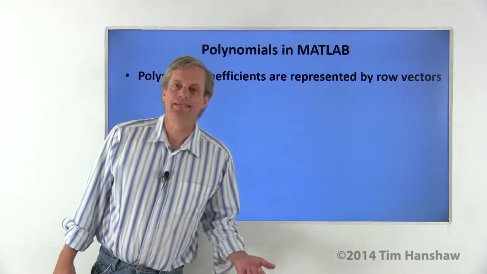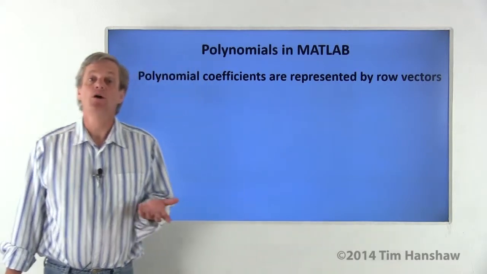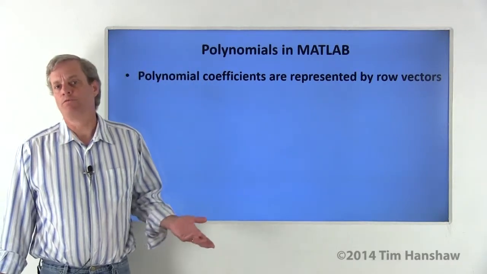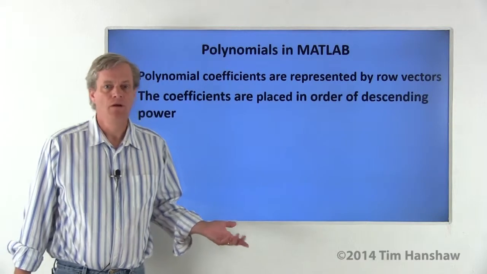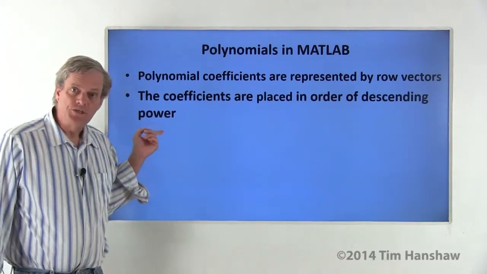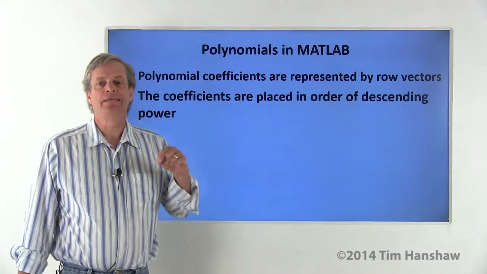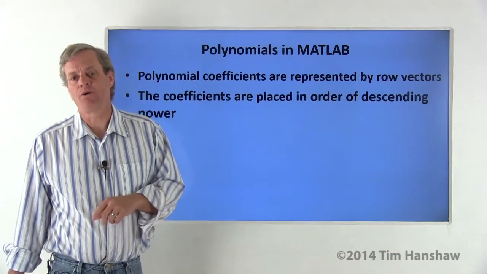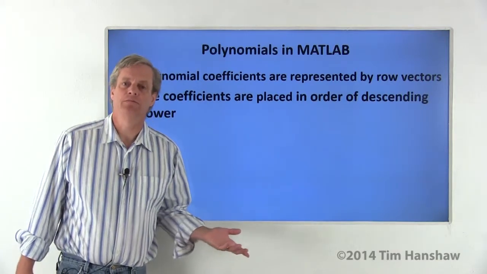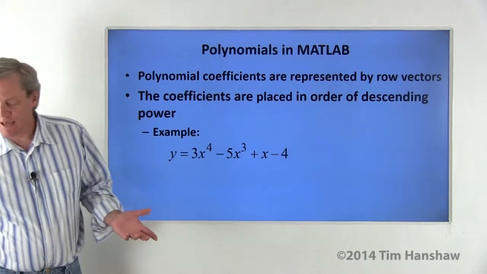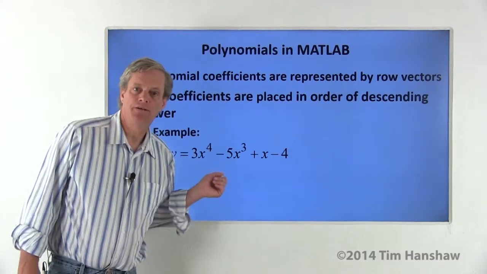Matlab makes it really easy to represent polynomials. You just put the polynomial coefficients in a row vector. The coefficients are placed in the vector in descending order of the power of the independent variable. As an example, consider this polynomial.